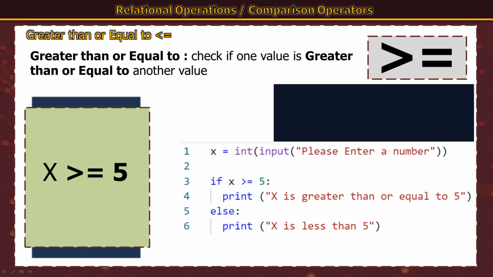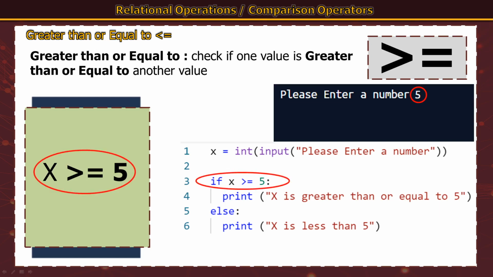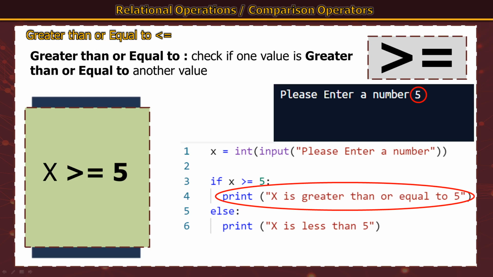Greater than or equal to checks if a value is greater than or equal to another value. So here, on line 1, I've entered 5. Okay. On line 3, we check if 5 is greater than or equal to 5. Well, 5 is not greater than 5, but it's equal to 5. So this condition is true. So therefore, it would go inside the if statement and print out x is greater than or equal to 5.